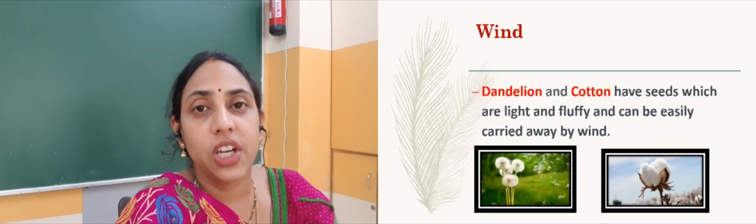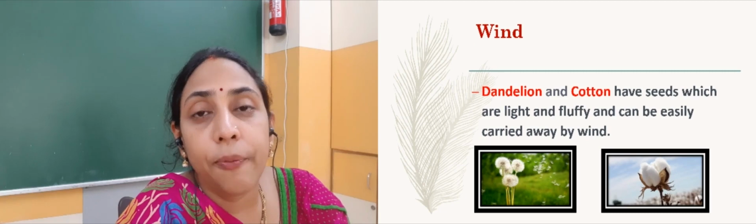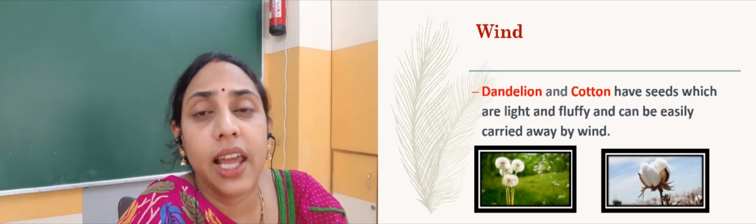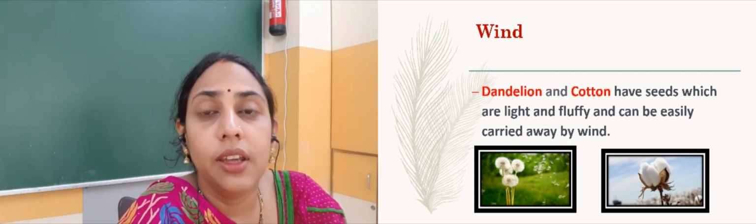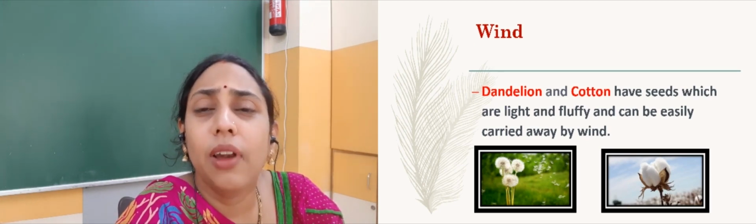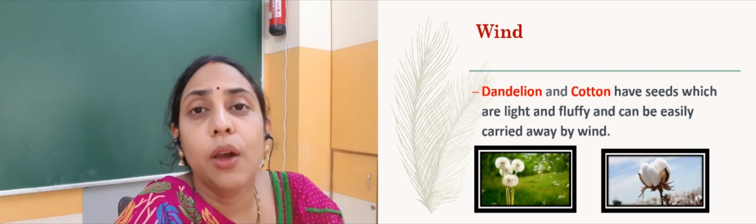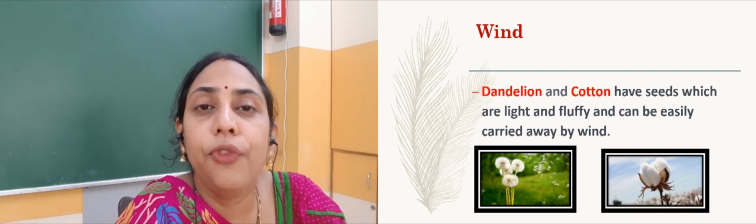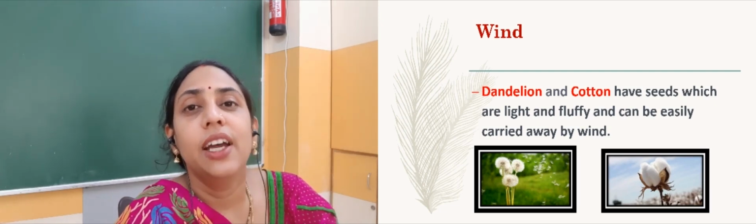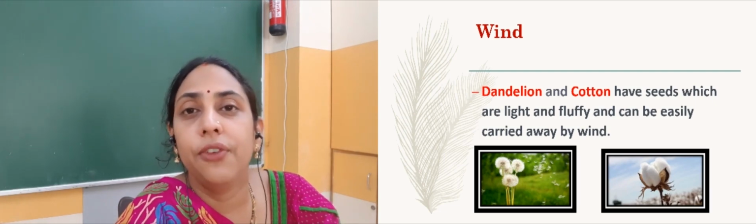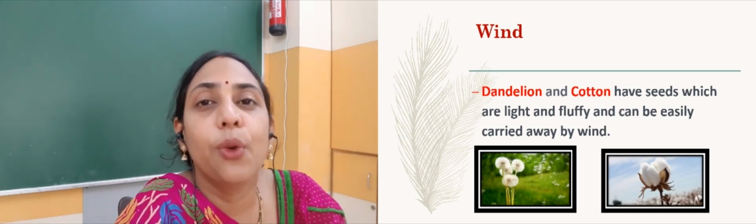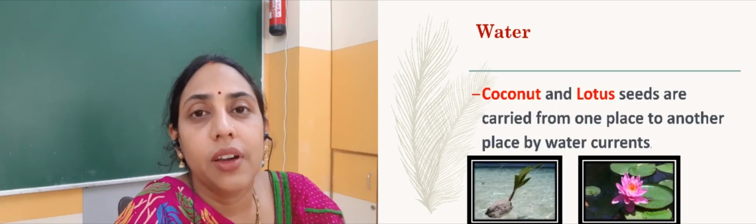Now the first agent is wind. The seeds of plants like cotton and dandelion are very light in weight and fluffy. So they can easily be blown away with the help of wind, and they get scattered in different directions, and they can grow into a new plant, right?